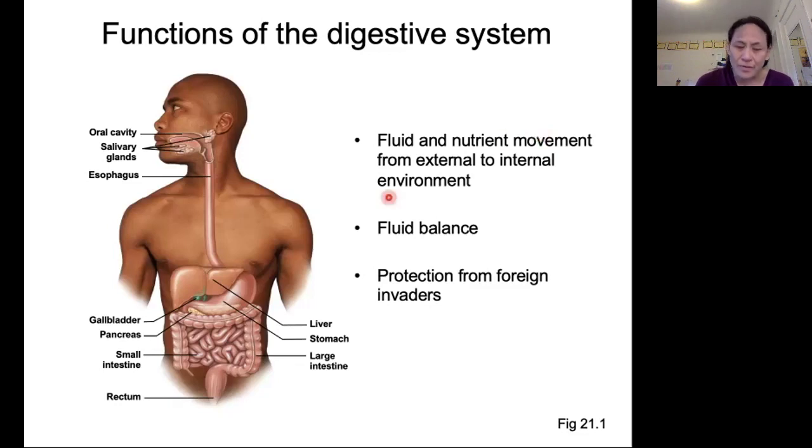Okay. Another couple functions of the digestive system are fluid balance. You will see some regulation of our water intake and water reabsorption in the digestive system. And then also protection from foreign invaders. So a lot of pathogens enter our bodies through our mouths, and the digestive system plays a role in protecting us from those.